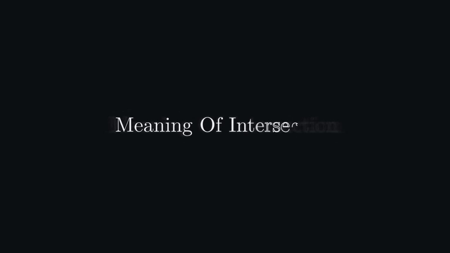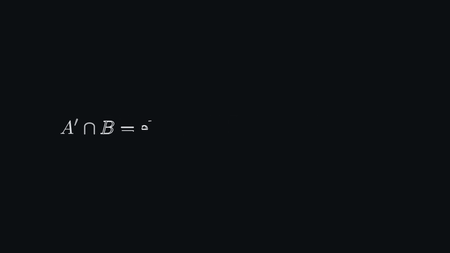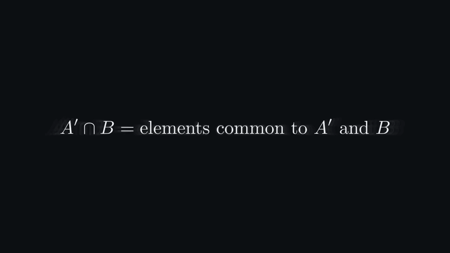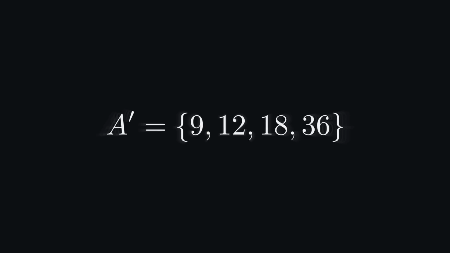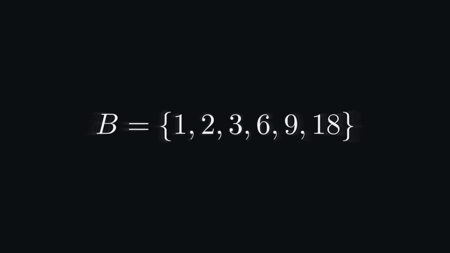Next, we will explore the meaning of intersection. A' intersect B includes the elements that are common to both A' and B. Let's show the elements of A'. A' is made up of the numbers 9, 12, 18, and 36. Now, let's display the elements of set B. Set B consists of the numbers 1, 2, 3, 6, 9, and 18.